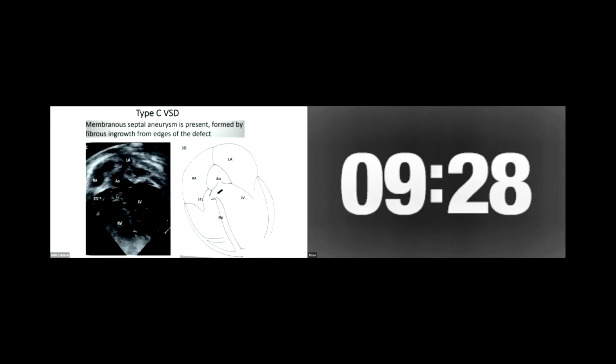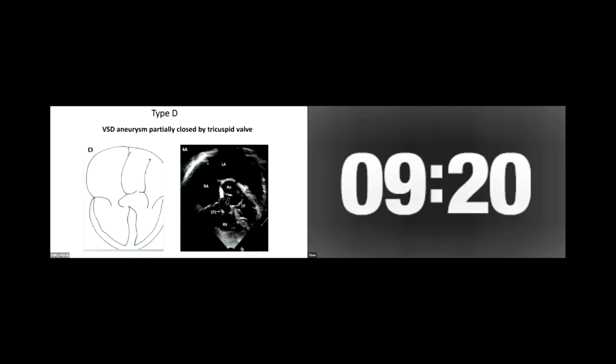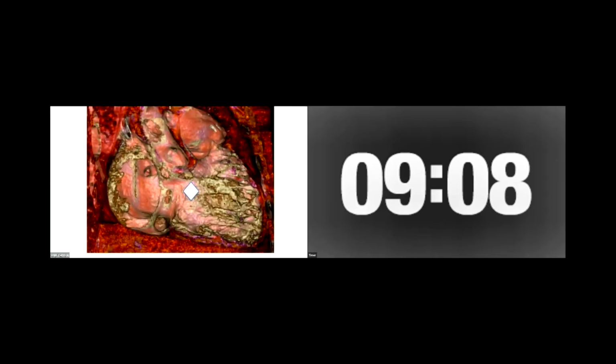In type C, the membranous type, there will be a septal aneurysm, which is formed by fibrous ingrowth in the edge of the defect. And another type, type D, which is also a common type, there will be an aneurysm partially closed by the septal tricuspid leaflet. So these are the various types of VSDs we will see in our practice.